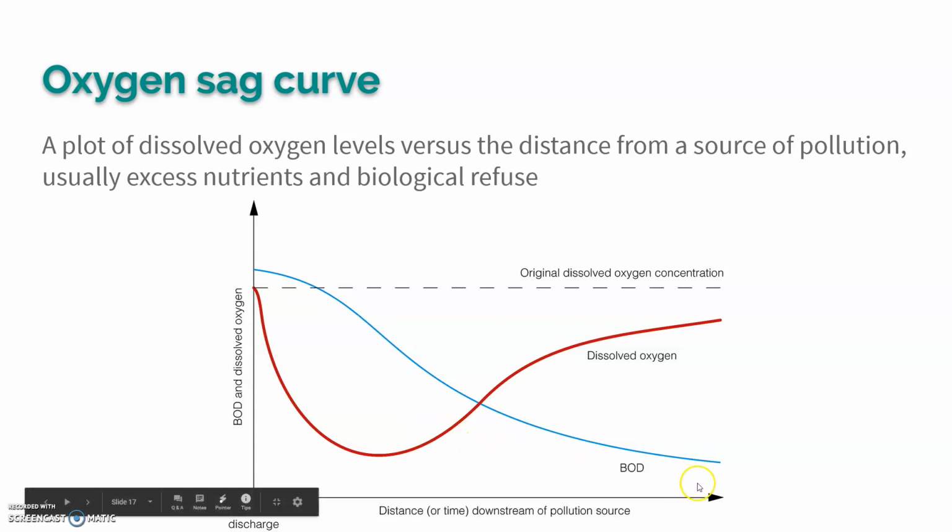As we get further away from the spill, or whatever that pollution source is, then we see the biological oxygen demand decrease, and as that happens, the oxygen pops back up.